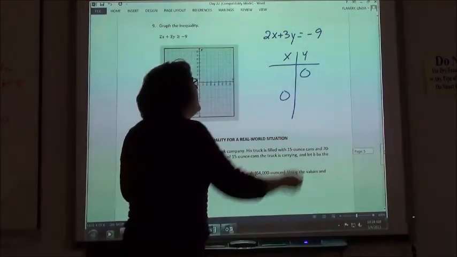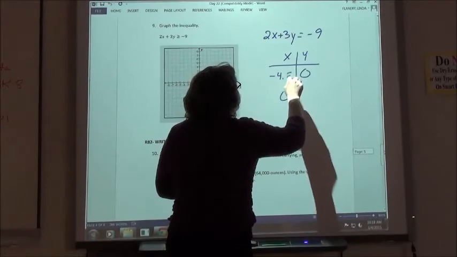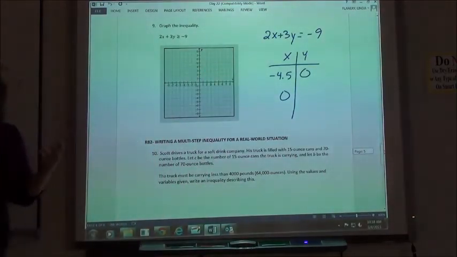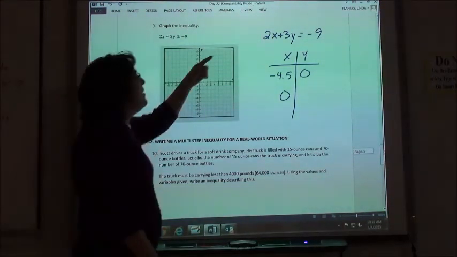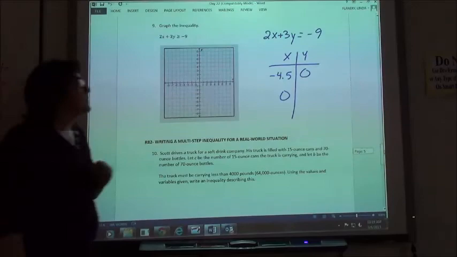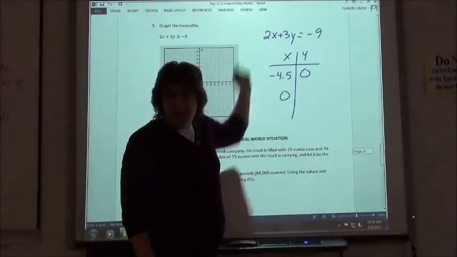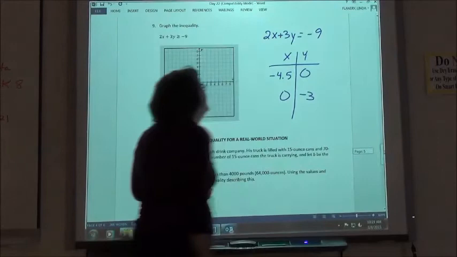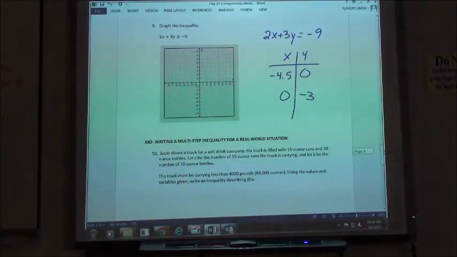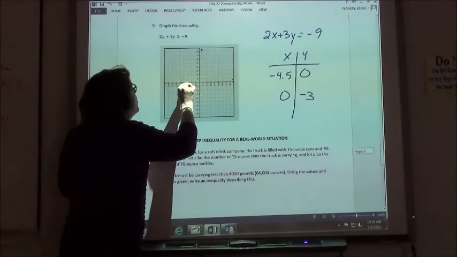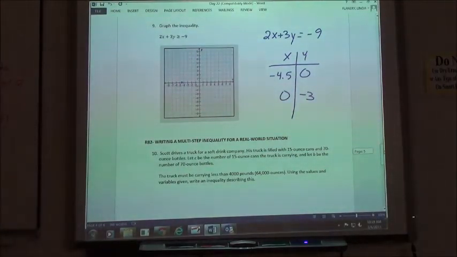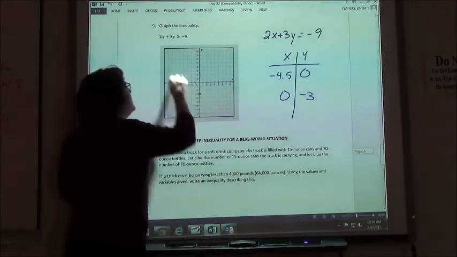Negative 4.5, or negative 9/2 if you put the fraction in. The computer will take it either way. If I put 0 in for x, I'm going to get negative 3. So on the first one, you'll have to use the plot point tool and let the computer put the negative 4.5, 0 on there. We're going to just estimate where it is because we know about where negative 4.5 would be. And then the 0, negative 3 would be my y-intercept so that I can draw my line.